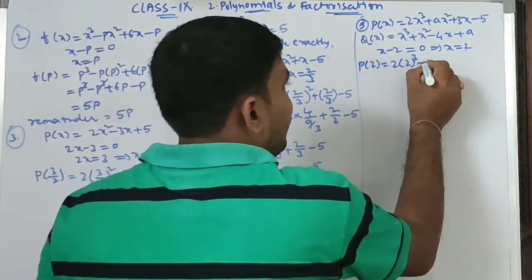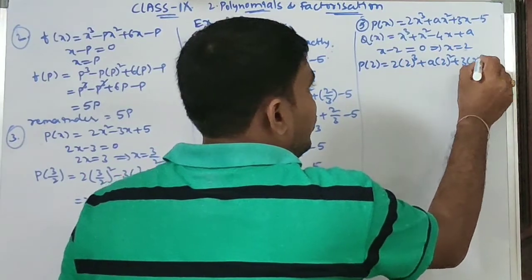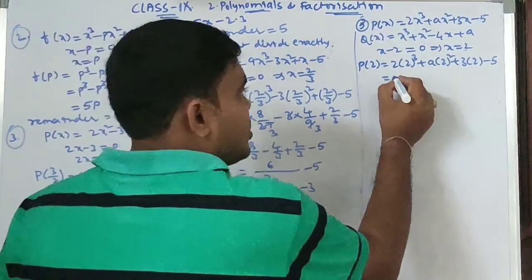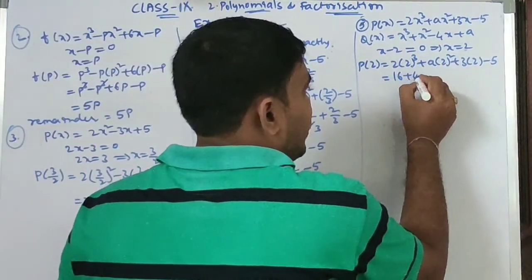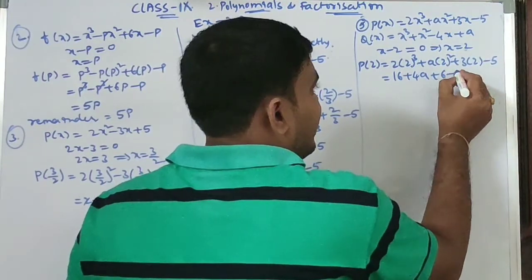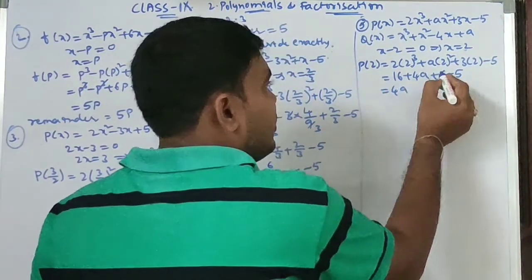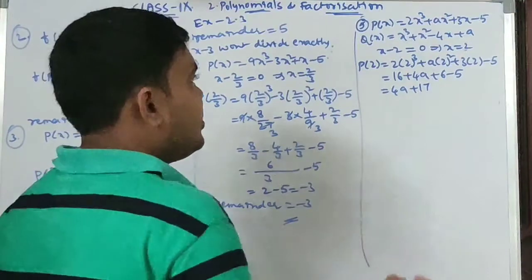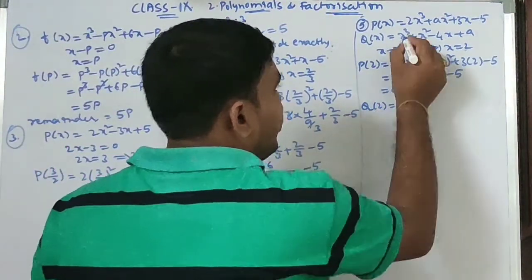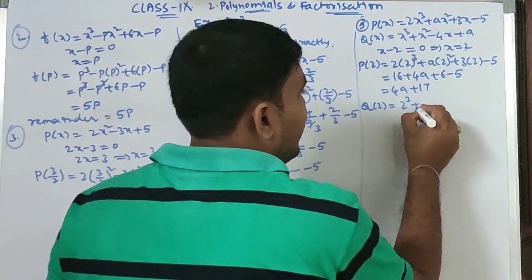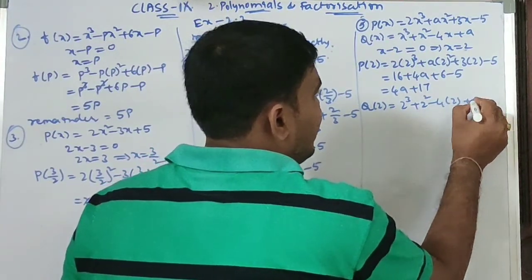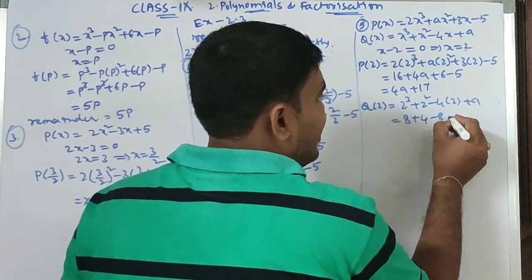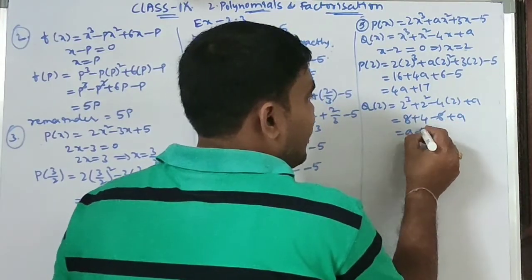2 of 2 cube plus a into 2 square plus 3 into 2 minus 5. 2 cube, 2 into 2 into 2, 8 into 2, 16. Next 2 square, 4a, 2 into 3, 6, minus 5. 16 plus 6, 22 minus 5, 17. So this is p of 2, 4a plus 17. Next q of 2: in this I am substituting 2 cube plus 2 square minus 4 into 2 plus a. So 2 cube 8 plus 4 minus 8 plus a, 8 cancels, a plus 4.